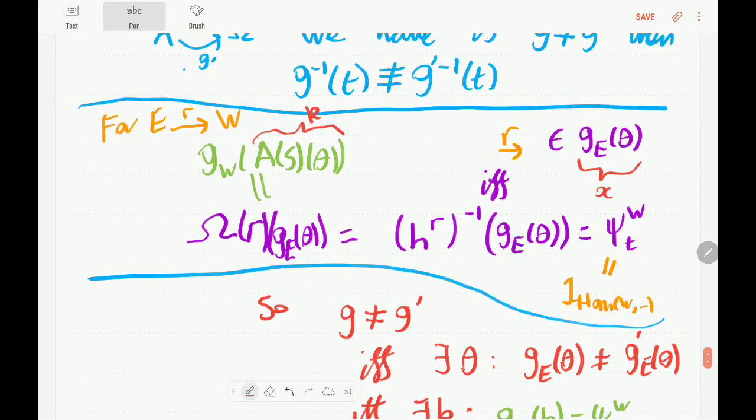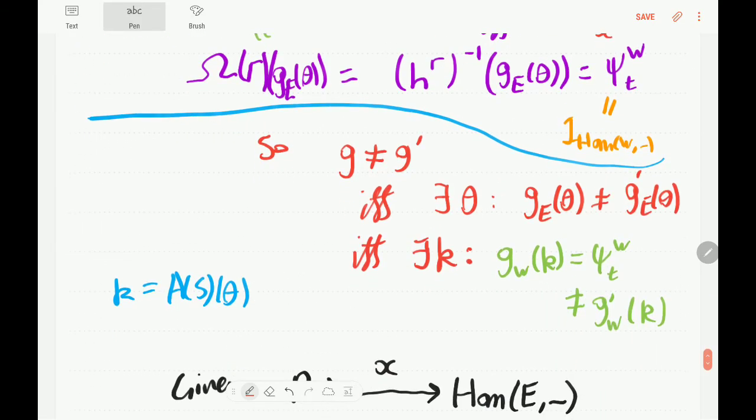Let's suppose the first case, that r under arrow is in g e of theta, but it's not in g e dash of theta. Well then, since r under arrow is in g e of theta, this kind of argument says that we find this k equal to a s of theta, and we're going to have the case that g w of k is psi w of t, but that's not equal to g dash w of k, because r under arrow is not in g dash w of k.